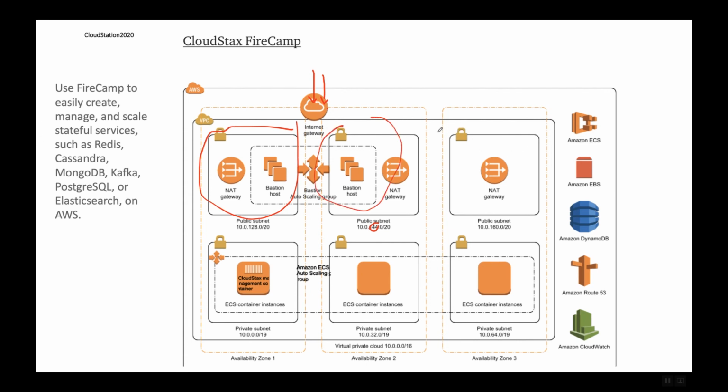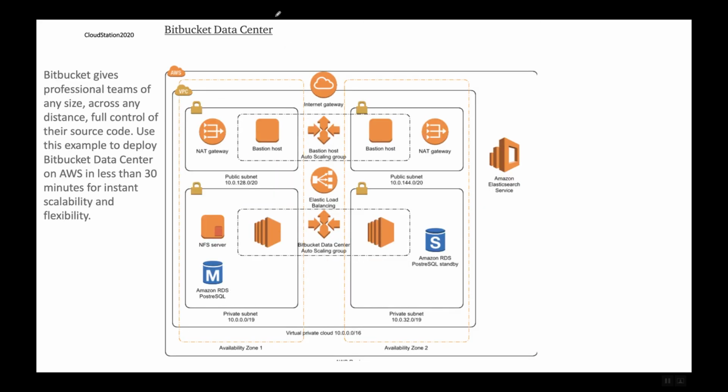Now you have your Elastic Volume System, EBS, then you have your DynamoDB, Route 53 for resolving your domain name service, and then CloudWatch for monitoring. Moving to the next, which is called Bitbucket Data Center. Bitbucket gives professional teams of any size across any distance full control of their source code. Use this as an example.